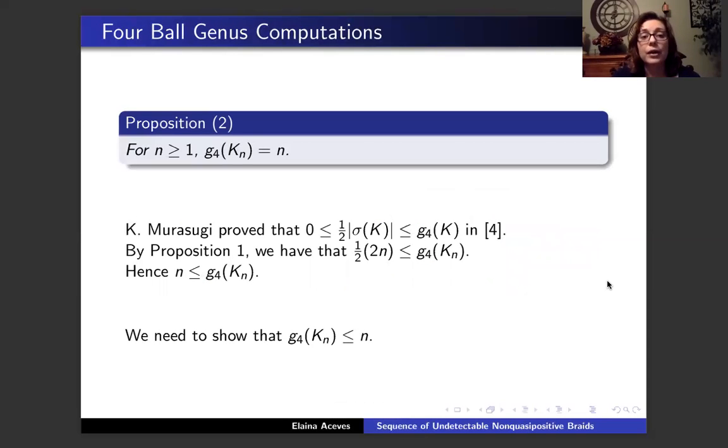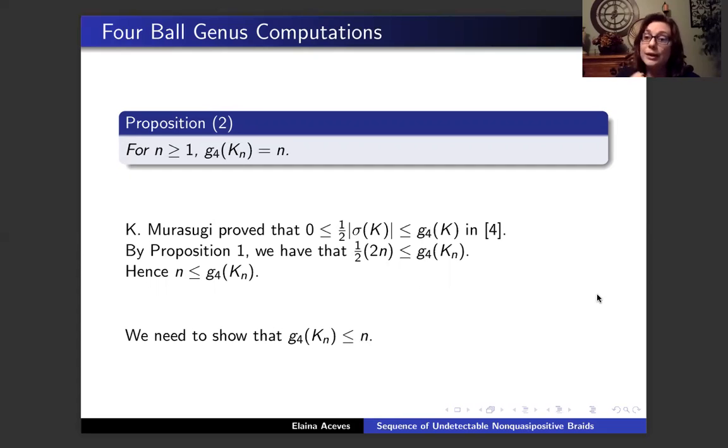Next, we're going to calculate the 4-ball genus. I claim that the 4-ball genus of Kn is equal to n. Like I said, we're going to use the signature to calculate the 4-ball genus. So Murasugi proved that 1/2 times the absolute value of the signature is less than or equal to the 4-ball genus. We know that 2n is the signature, so we obtain this first inequality here. If we can prove that the 4-ball genus is less than or equal to n for Kn, then we have proved the result. So this is easier to do because all we need to do is find a surface with Kn as its boundary that has 4-ball genus equal to n.